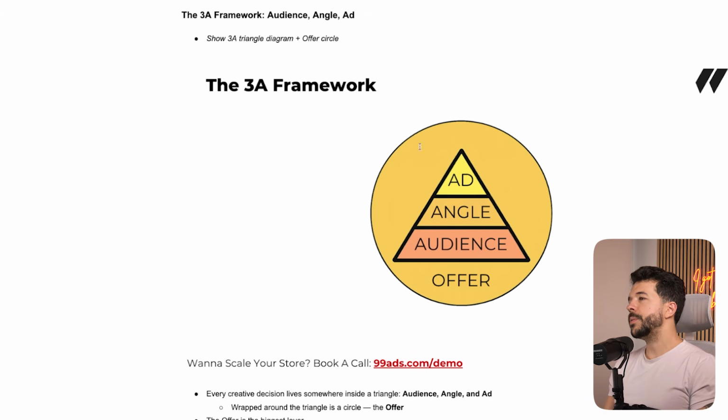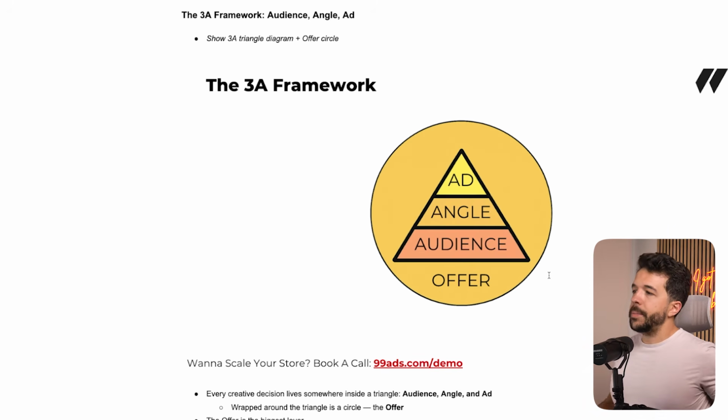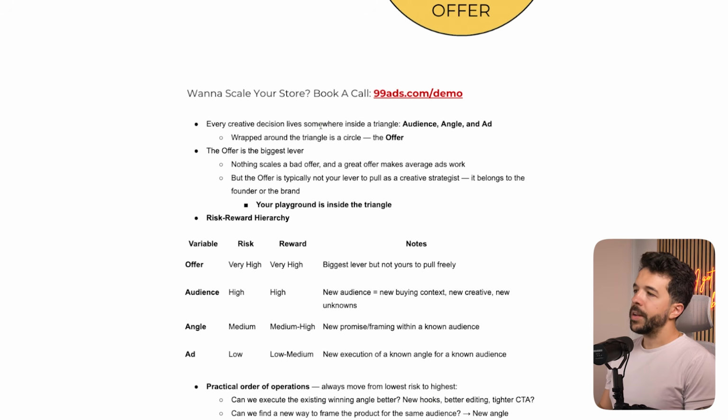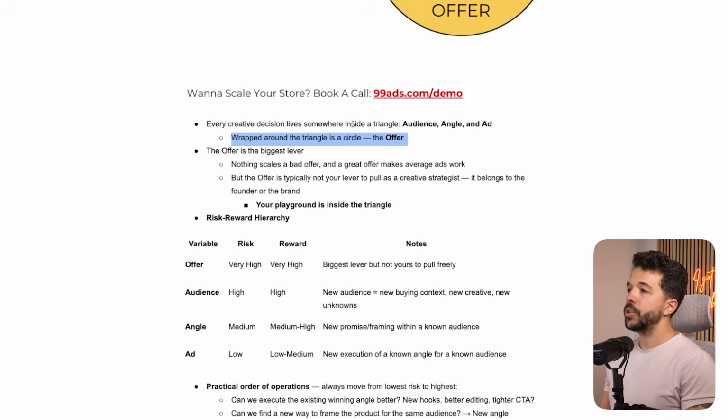The circle represents the offer, and then inside the offer, you have a triangle. The triangle is basically what represents any validated ad that you might have, any Grand Slam ad. And any Grand Slam ad consists of an audience, an angle, and an ad. Everything falls under the offer. Every creative decision lives somewhere inside the triangle. Audience, angle, and ad. And everything that wraps the triangle is a circle that represents the offer.